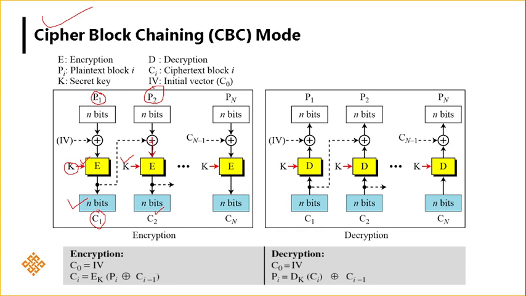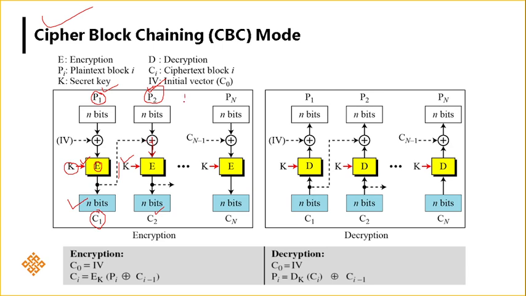Once again I am telling, take the first block of plain text, do the encryption with the key, you will get the first block of ciphertext. Then take the second block of plain text, do the XOR operation with the first block of ciphertext. Then whatever the output you are getting, do the encryption with the key, then you will get back your second block of ciphertext. Then repeat the same process.